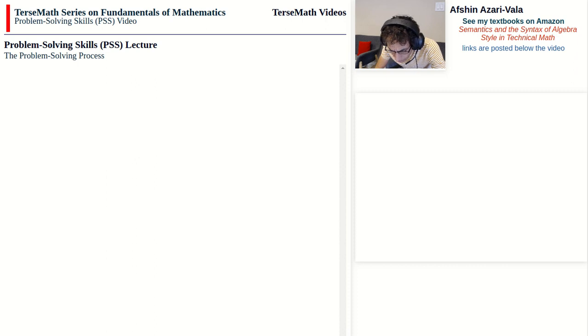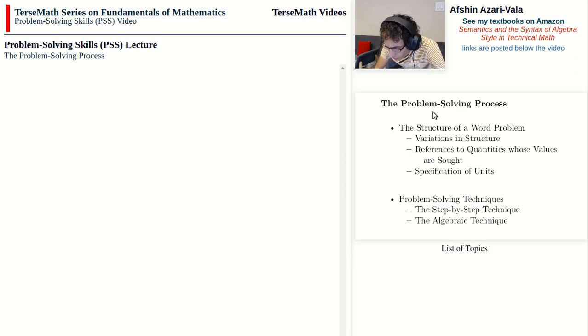So just to give you an idea as to what's coming up, we will be talking about the problem solving process, and there are two main topics here. One is a brief discussion on the structure of a word problem, just to bring awareness as to what this structure is, and the fact that there is variation in this structure. There are always ways of referencing the quantities whose values are sought by the word problem, and the kinds of units that are expected to be used in the solution to those problems.